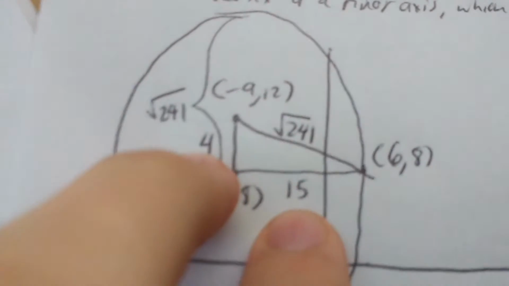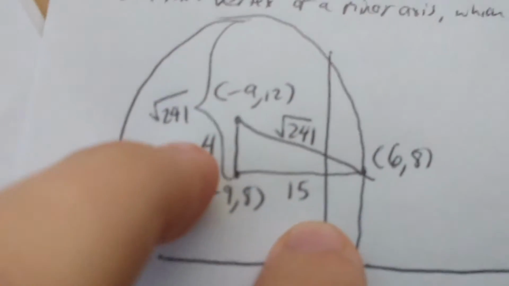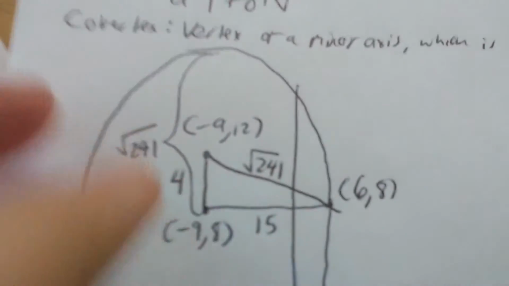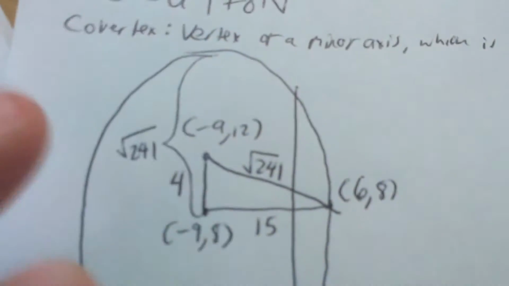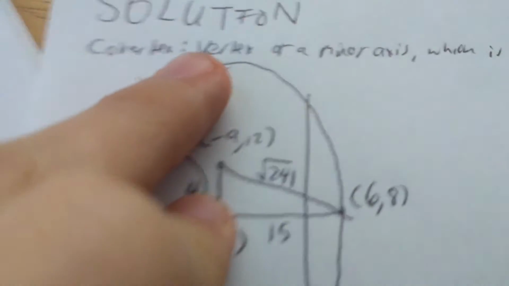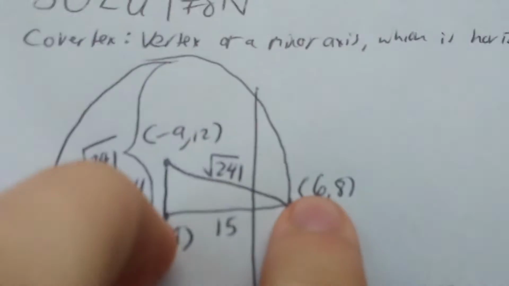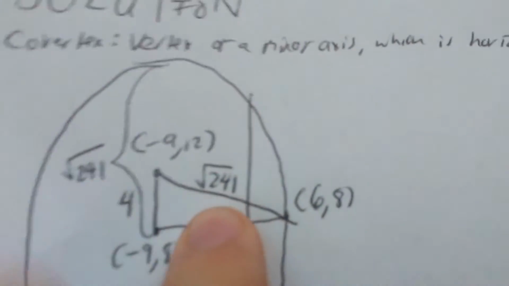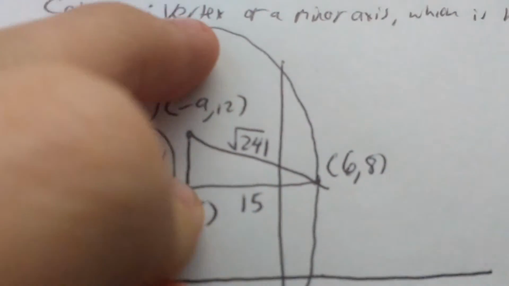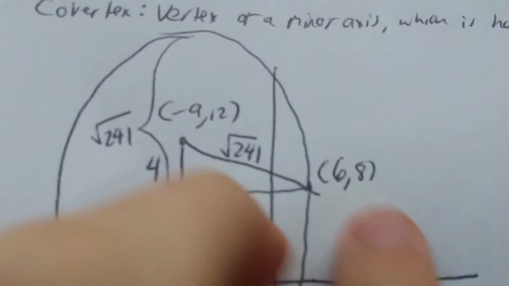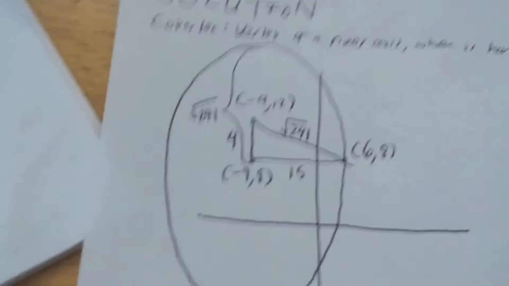So using the Pythagorean theorem, the square root of 15 squared plus 4 squared is going to be the square root of 241. This, as we established earlier, is equal to this. So that's going to be the semi-major axis, and 15 is going to be the semi-minor axis. The semi-minor axis lies on the x squared part, and the semi-major axis lies on the y squared part. Sorry if I said it wrong before.